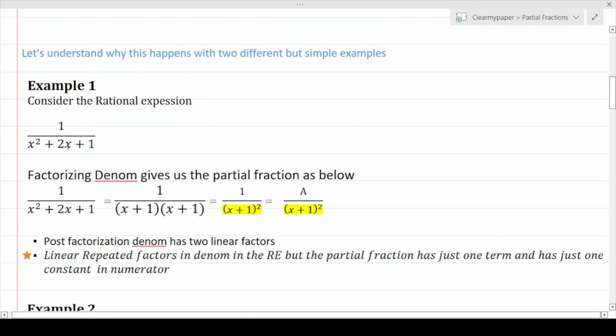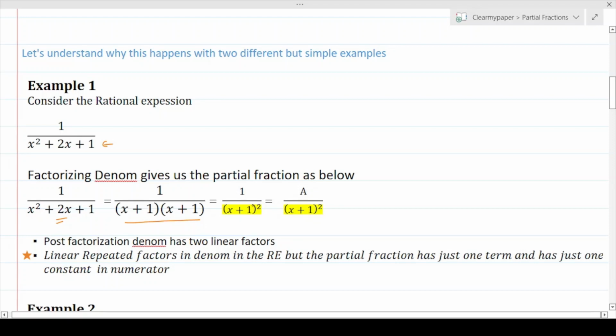If we factorize the denominator, which is what we need to do in all partial fractions whenever we have a rational expression, we need to see whether we can factorize that. And when you factorize that, this becomes x plus 1 the whole square. If you expand this, this is what you get. So I can simplify this as x plus 1 the whole square.